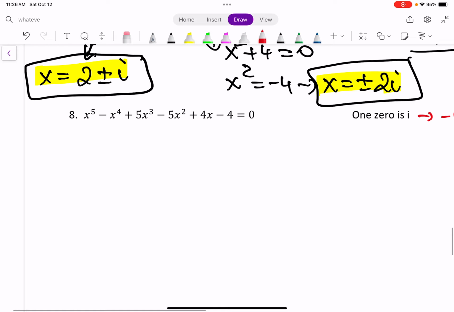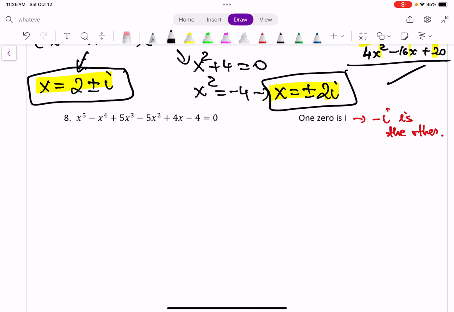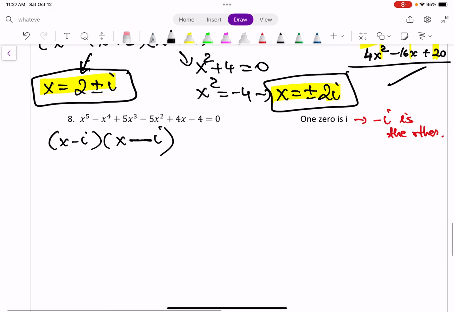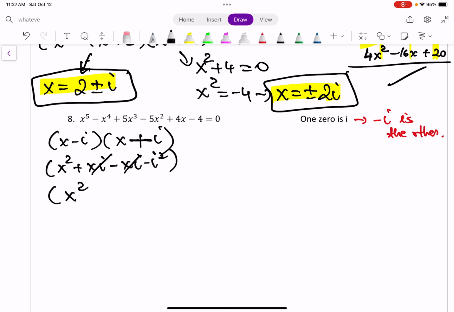one imaginary solution, so therefore its complex conjugate is the other solution. So if i is a 0, then x minus i is a factor, and so is x plus i. If we multiply this out, we're going to be done super fast, because you're going to get x squared and minus i squared, which is a positive 1.